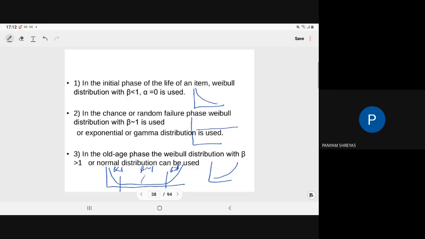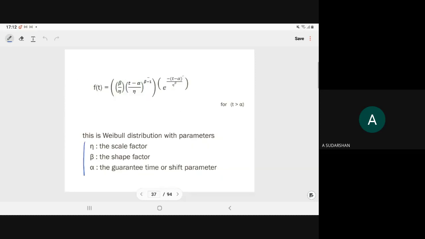Any doubt in understanding alpha, beta, eta, and PDF, CDF, PDF and reliability, z(t)? So can you show what each of them represents? Eta, beta, and what? Alpha. Can you show the slide which shows eta, beta, and alpha?